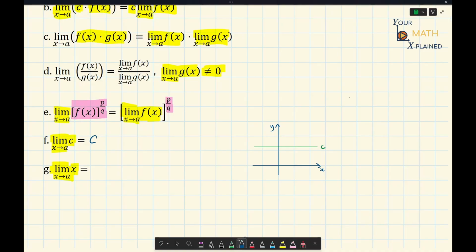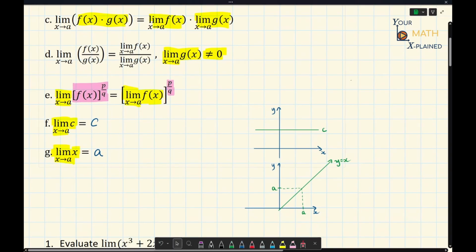Again, we're going to draw a graph for that. So we're going to draw our function y is equal to x. And that we know is just a diagonal line looking something like this. So this is our y is equal to x. So that means as x is approaching the value a, y is going to be approaching the same value because y is equal to x. So therefore, the limit for this one is going to be equal to a.